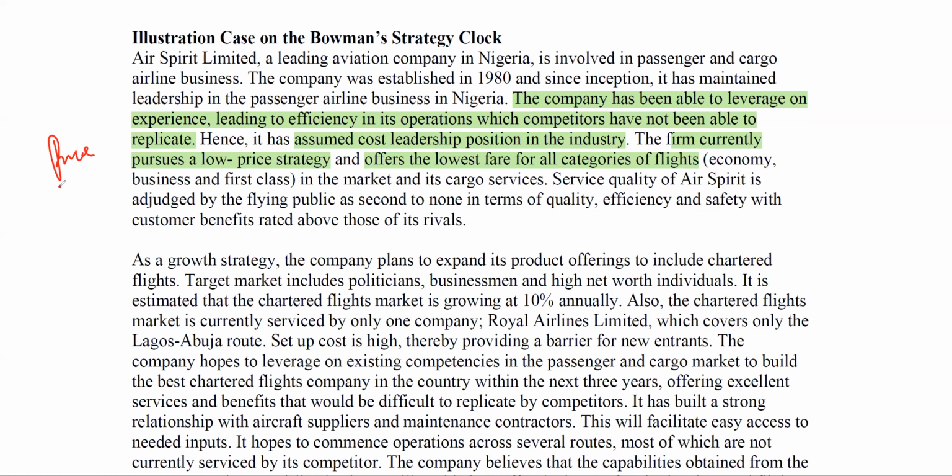Price is low, right? We saw that. But they are telling us that even the benefits offered to the customer are above those of its rivals. So benefits are considered what? Roughly medium to high, because it depends whether you're in economy, business, or first class.